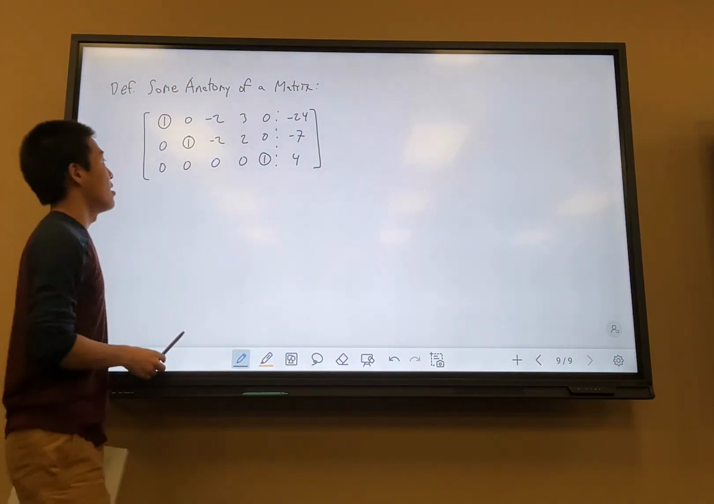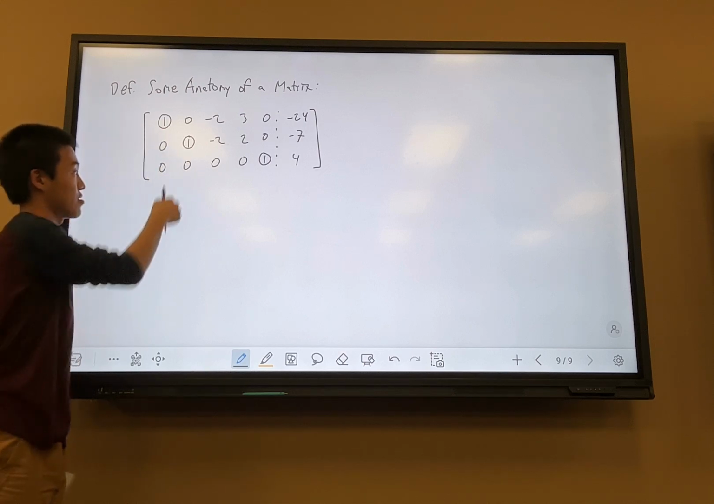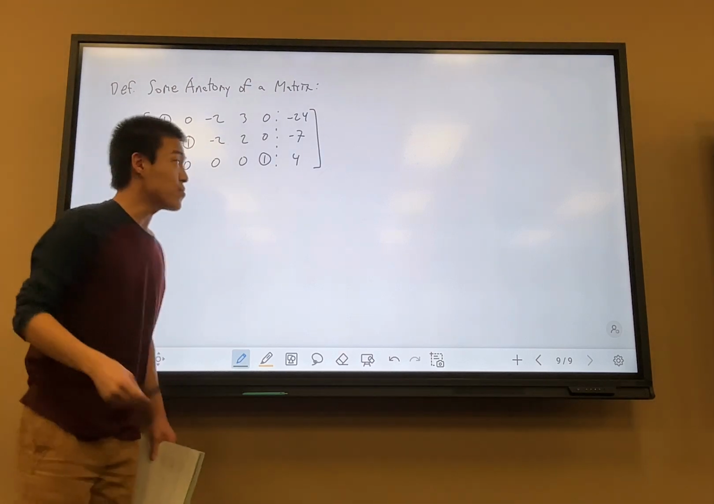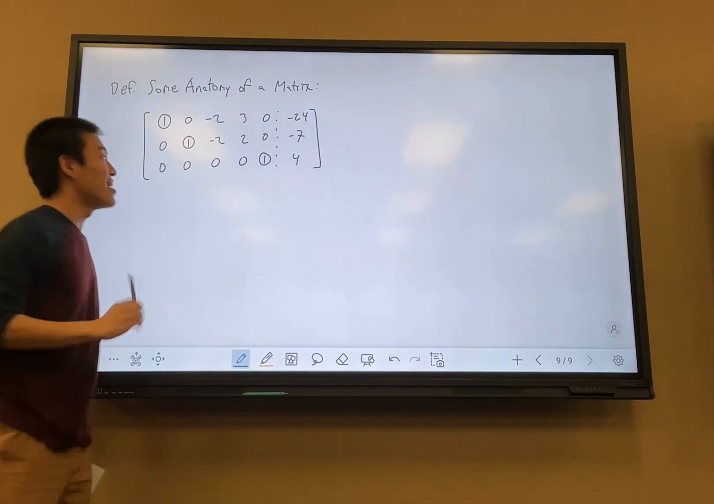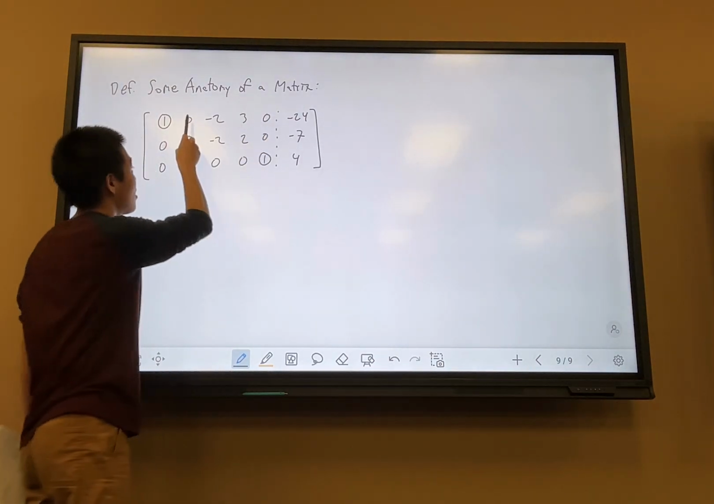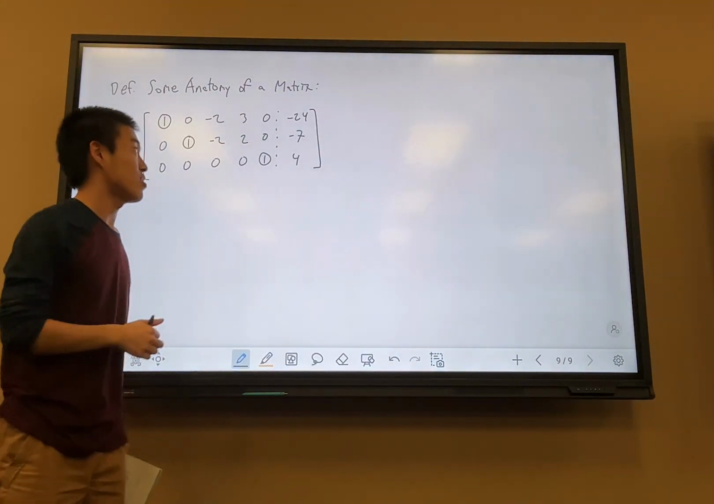Further, the entries below each of these are 0. So these are zeros, that's 0. And then to make it reduced, all of my leading terms have the value 1, and above as well as below there are zeros. Okay, so this is row reduced echelon form.